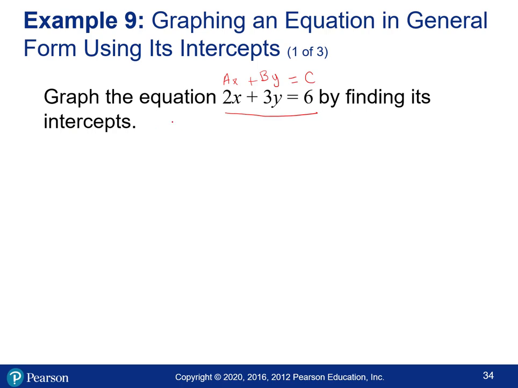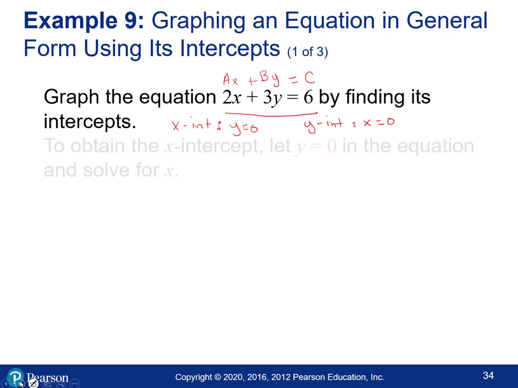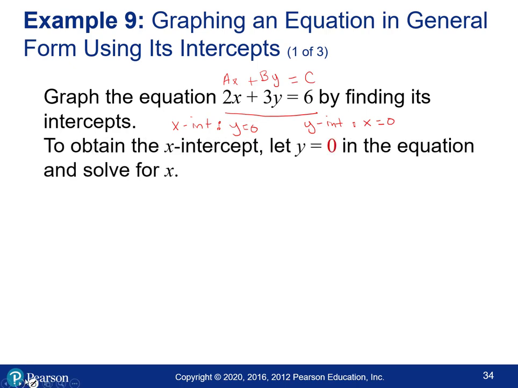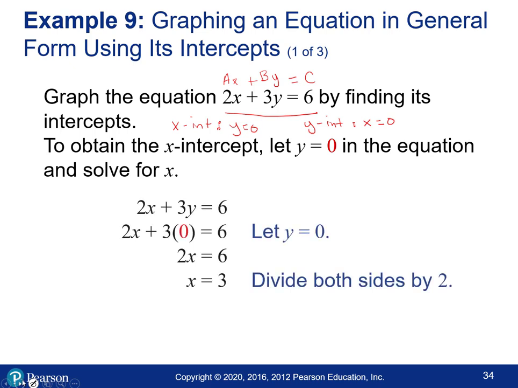if you want to find the x-intercept, you let y equal 0. If you want to find the y-intercept, you let x equal 0, because you're on the y-axis, so x is 0. Over here you're on the x-axis, so y is 0. Okay, so we're going to start with the x-intercept, letting y equal 0.